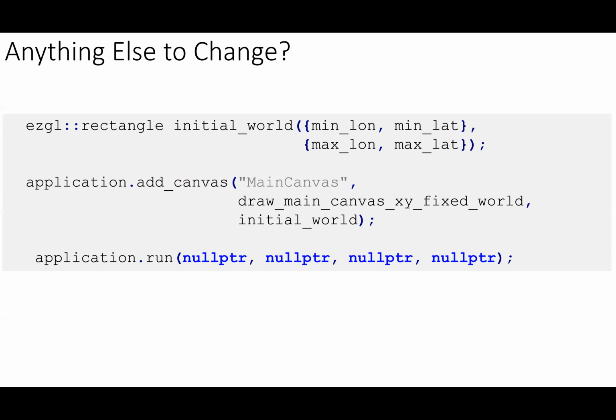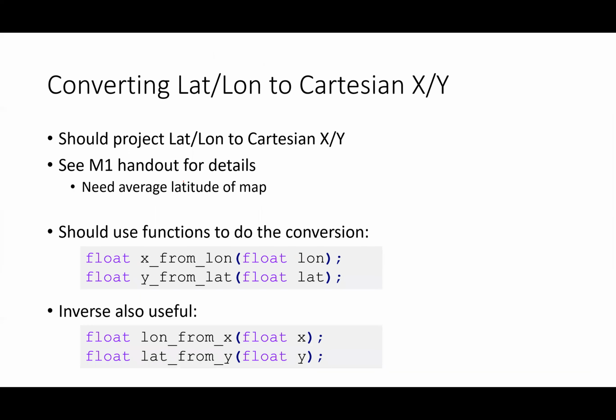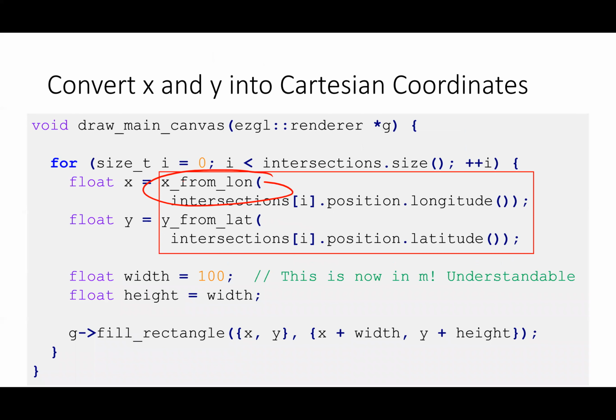Okay, anything else I need to change? What else do I need to change? So I'm drawing now in XY in meters. Okay, that's what I just changed. If I go back here, look at this quickly. There's a big change in what I draw. Okay, these XY are coming from these calculations, which are now projected on the surface of the Earth in meters.